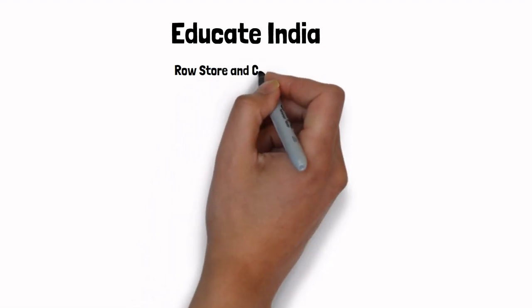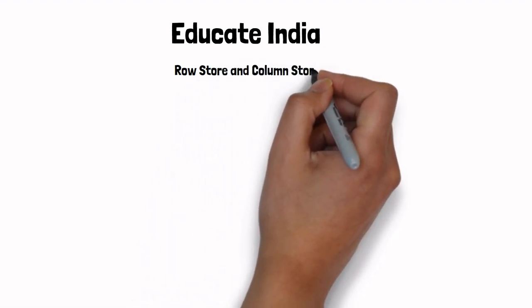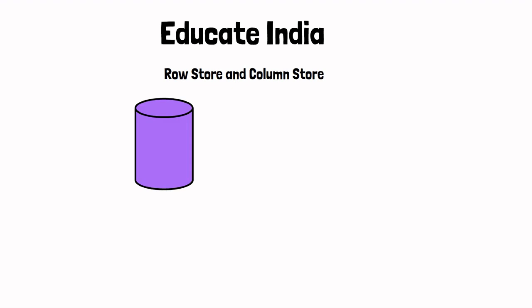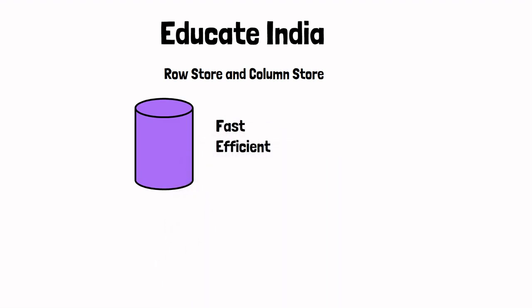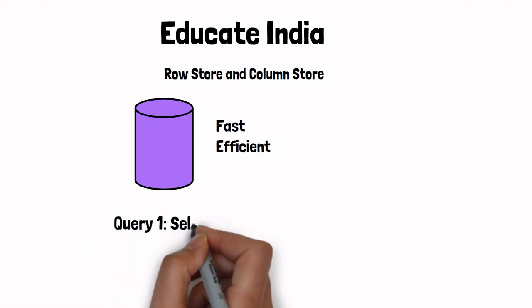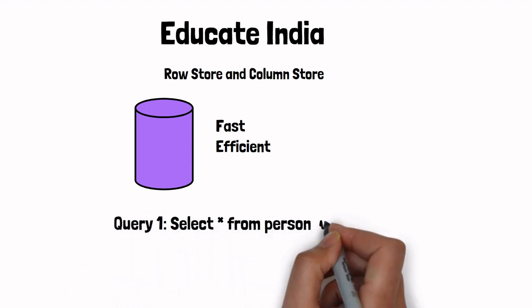Today we will discuss the row and column store. We all want the performance of our database to be good. It is fast and efficient. But its performance depends upon many factors. One of them is how the data is stored inside the database.